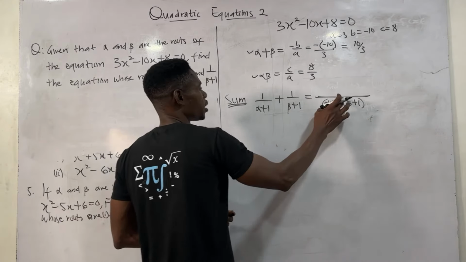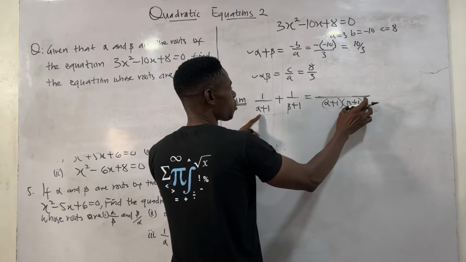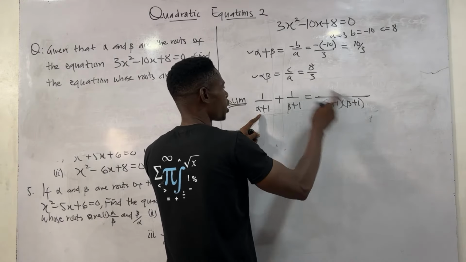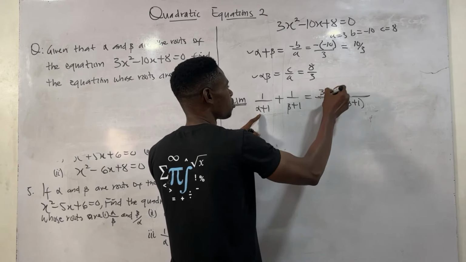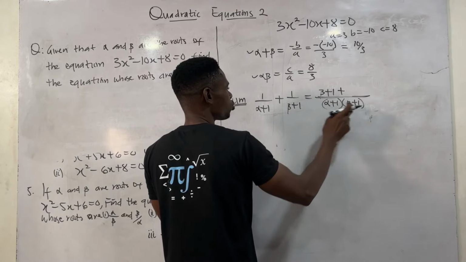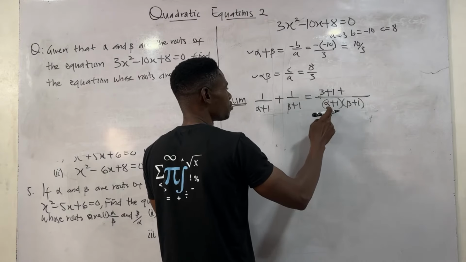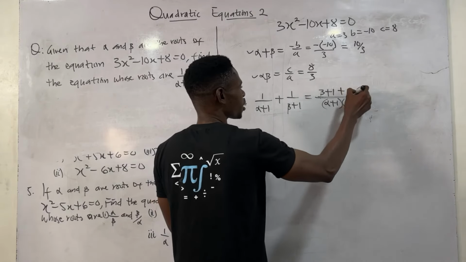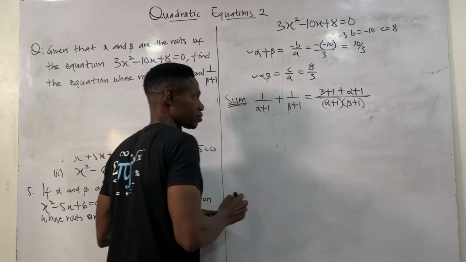Alpha plus 1 and alpha plus 1 cancels. You have beta plus 1 left. So beta plus 1 times 1, that's still beta plus 1. Plus, in this case, these two cancel. You have alpha plus 1 left. Alpha plus 1 times 1, that's alpha plus 1.